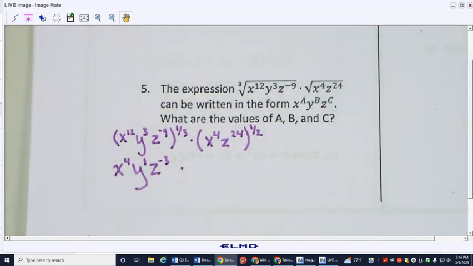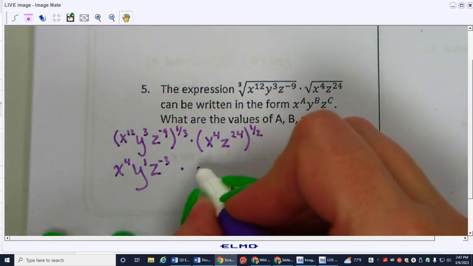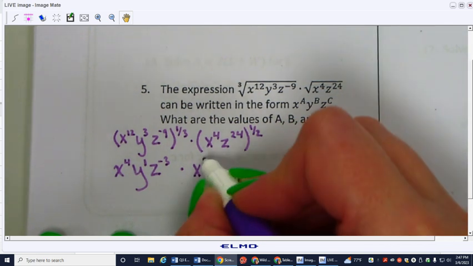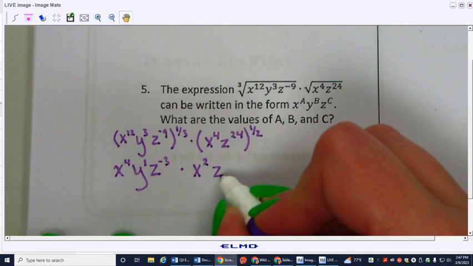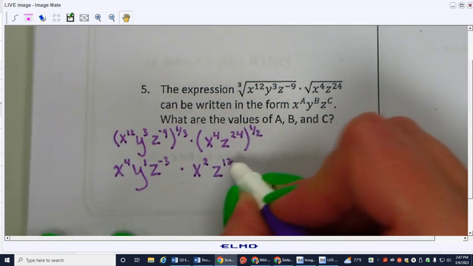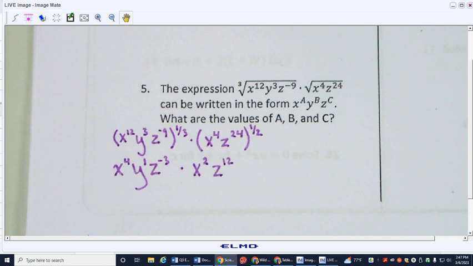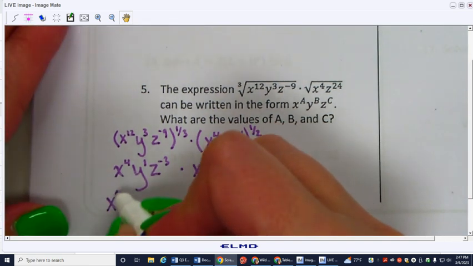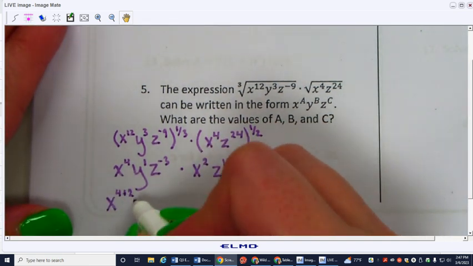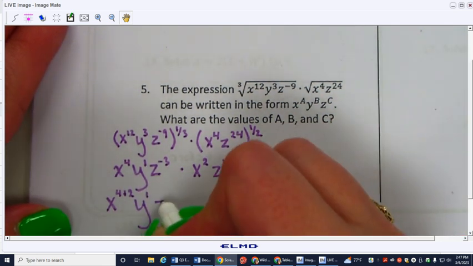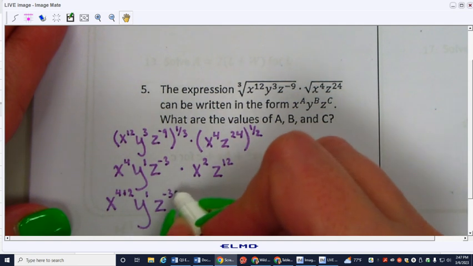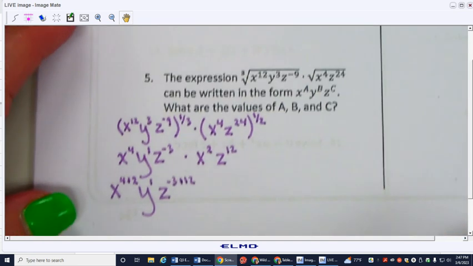Then we're going to multiply the 1/2 to each one of those. So 1/2 times 4 is going to give me x to the 2 or 2nd or squared. And then z is going to become z to the 12. When you're multiplying, not raising to another power, but you're multiplying 2 of the same variable with exponents, you add your exponents. So I'm going to have x to the 4 plus 2. There's only a y in the first term, so it just stays y to the 1st. And then I'm going to have z to the negative 3 plus 12.